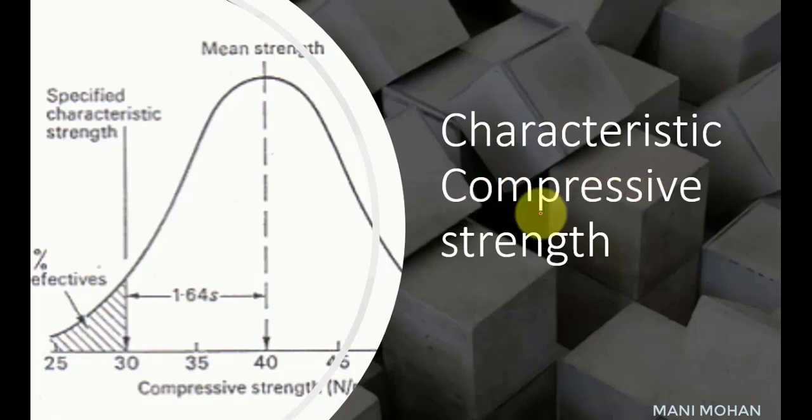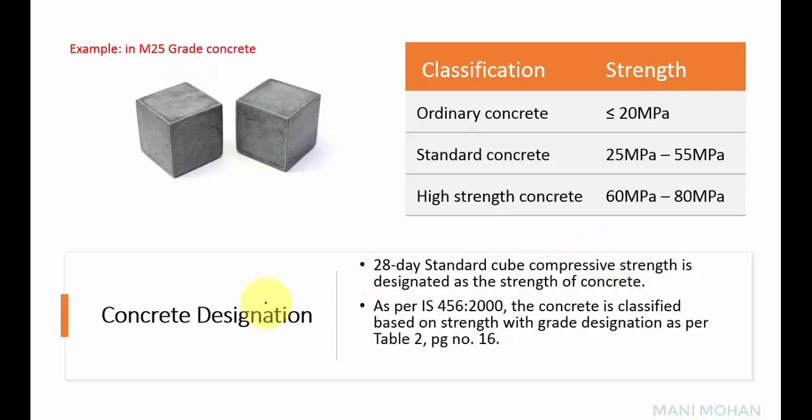Characteristic compressive strength. Concrete designation. The 28-day standard cube compressive strength is designated as the strength of concrete. As per IS 456:2000, the concrete is classified based on strength with grade designation as per Table 2, page number 16. So you can open page number 16 of IS 456:2000 and look into Table number 2.